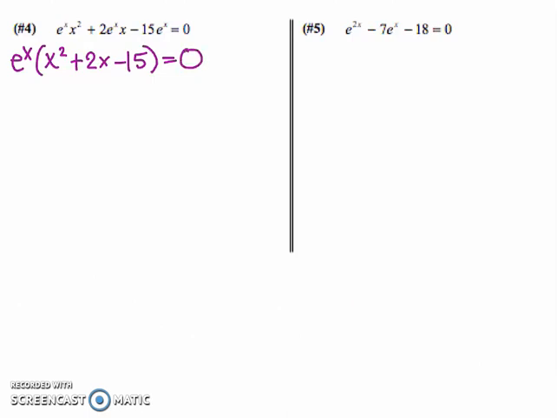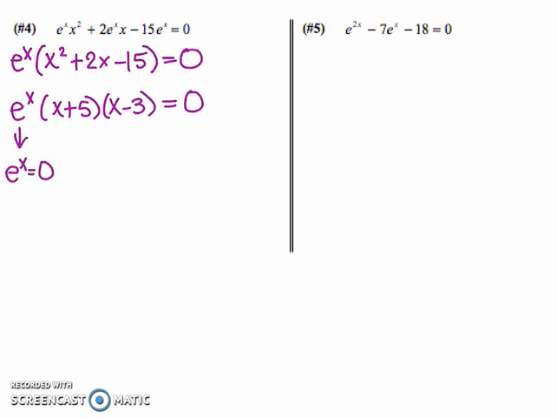Now that trinomial is an easy factor. So again, I'm just going to carry my e to the x down. The factors of negative 15 that add to make 2 are going to be positive 5 and negative 3. So I'm going to have x plus 5 times x minus 3 equals 0. And now I'm done factoring. So now I'm going to use the zero product property, and I'm going to set each of my factors equal to 0 so that I can solve.